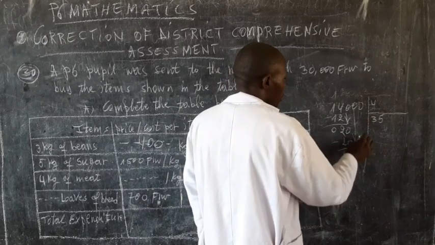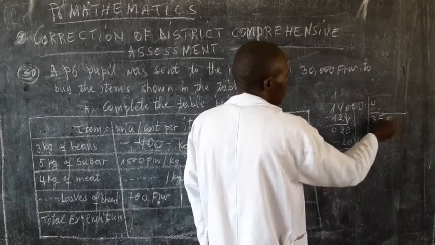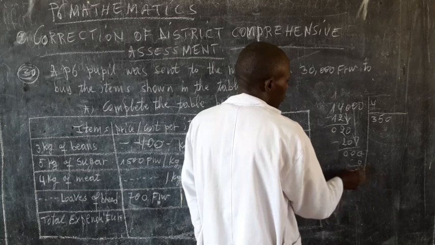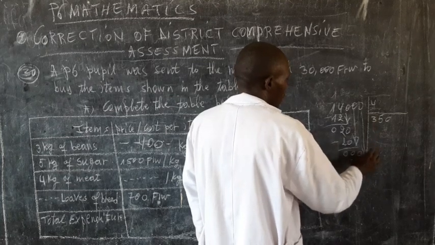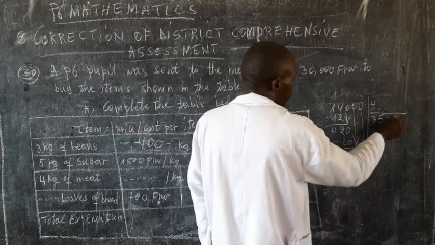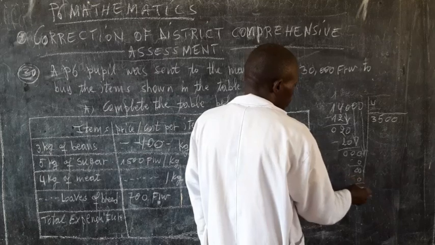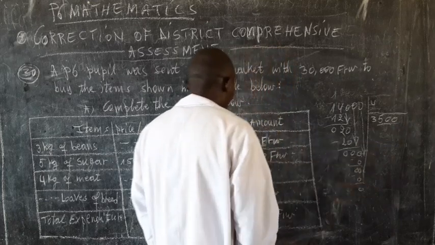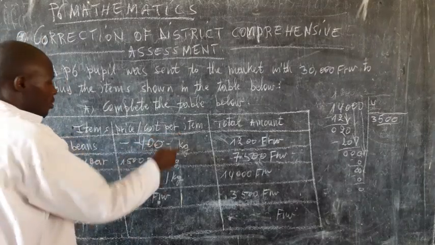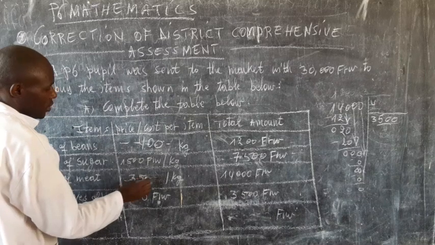2 minus 2 is equal to 0. I may also bring it down to 0. 0 divided by 4 equal to 0. 0 times 4 is equal to 0, minus 0 equal to 0. I may bring it down with 0. 0 divided by 4 equal to 0. 0 times 4 is equal to 0. Then 0 minus 0 equal to 0. The answer of the cost per item is 3,500.